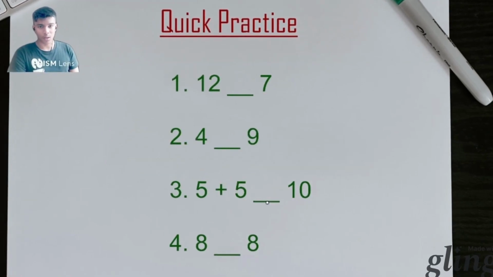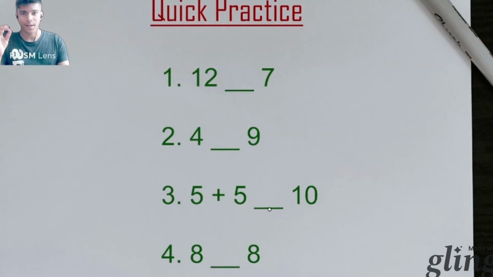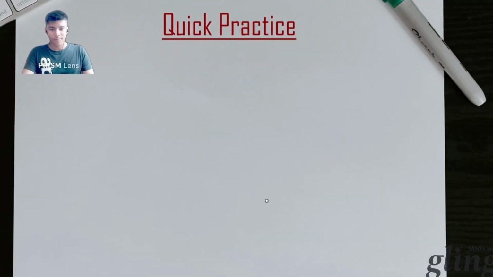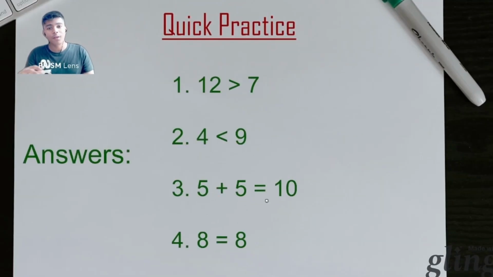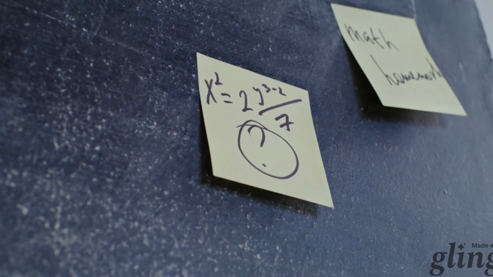Now try these quickly. Which symbol goes in each blank? Pause the video and try them. Now here are the answers. 12 is greater than 7. 4 is less than 9. 5 plus 5 is 10. And 8 equals 8.